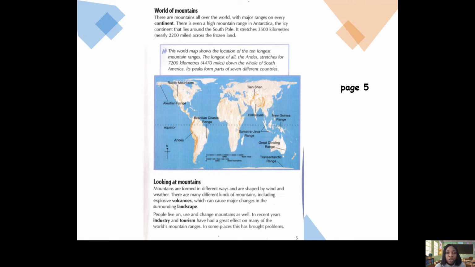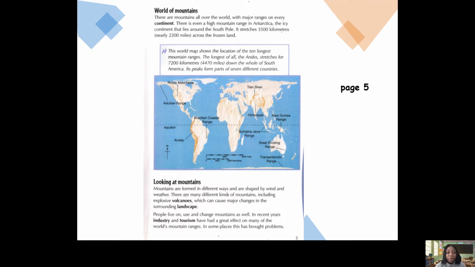This world map shows the location of the 10 longest mountain ranges. The longest of all is the Andes. And you can see the Andes over here, which stretches for 7,200 kilometers or 4,470 miles down the whole of South America. Its peaks form part of 7 different countries.